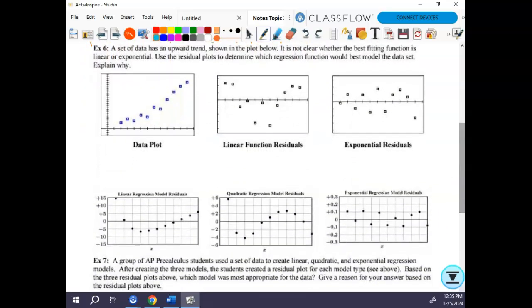It is not clear whether the best fitting function is linear or exponential. Use the residual plots to determine which regression function would best model the data set and explain why. Okay, so it's also important with these graphs that you pay attention and understand what you are looking at. This is the data plot. This is actually the old school X and Y that we're so used to, right? That's just plotting the data points.